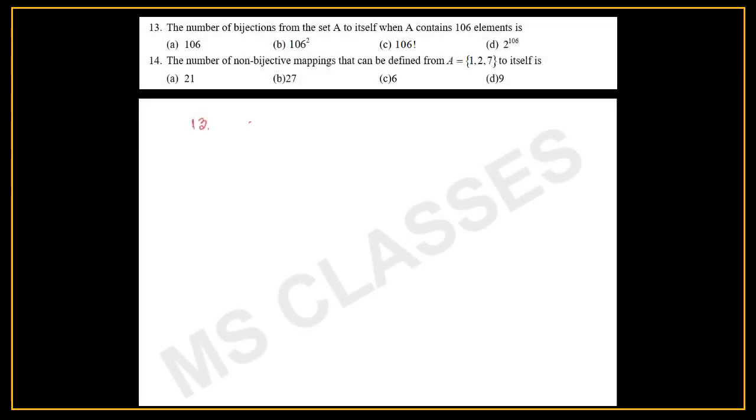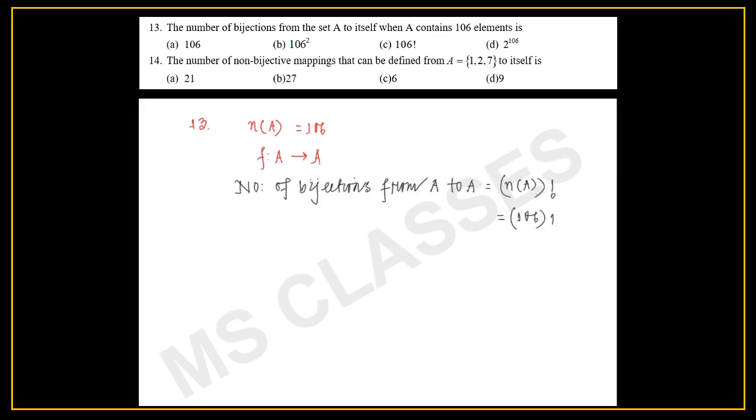What is given? Cardinal number of A equal to 106. Here, the function is mapping from A to A. If the function is mapping from A to A, the number of bijections, which you have already seen in the theory, from A to A will be given by n(A) factorial, which we have discussed already. So here we just use that result and we get 106 factorial. Very simple.